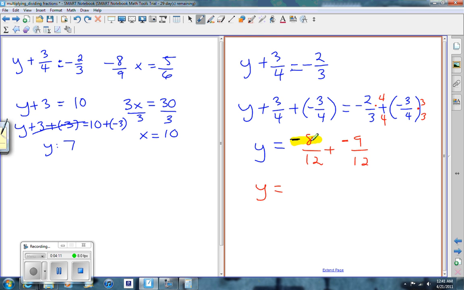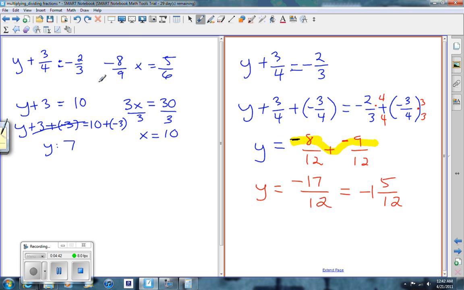Well, now that we have common denominators, all we have to do is add the numerators together. So we got this negative 8 plus negative 9. That's a total of negative 17. Negative 17. Keep my denominator 12s. We can simplify that to a mixed number. 12 goes into 17 once with 5 left over. And it was a negative. And we're done. So you can see there how it's very similar to this. It's just you're dealing with a fraction instead of a whole number.